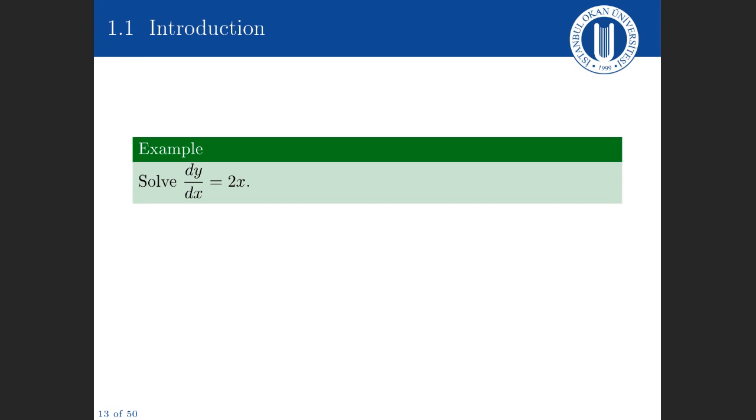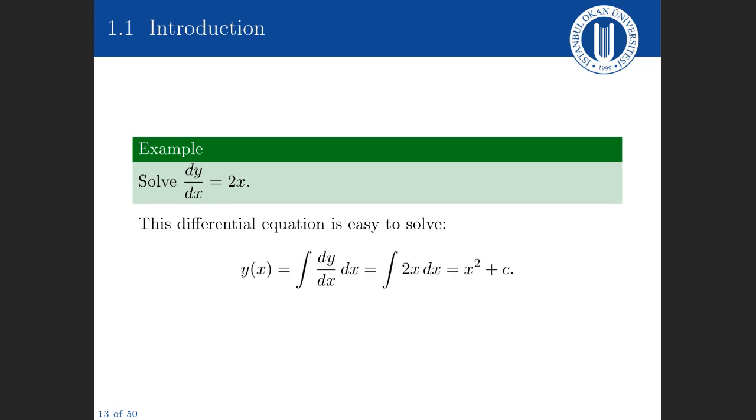For example, solve dy dx is equal to 2x. I want a function y of x such that when we differentiate it, we get the function 2x. And this equation is quite easy to solve. We just write that y is the integral of the derivative of y, because if we differentiate a function and then we integrate it, we get back to where we started from. So integral of 2x is just x squared plus c. The solution to this differential equation is y is equal to x squared plus c.